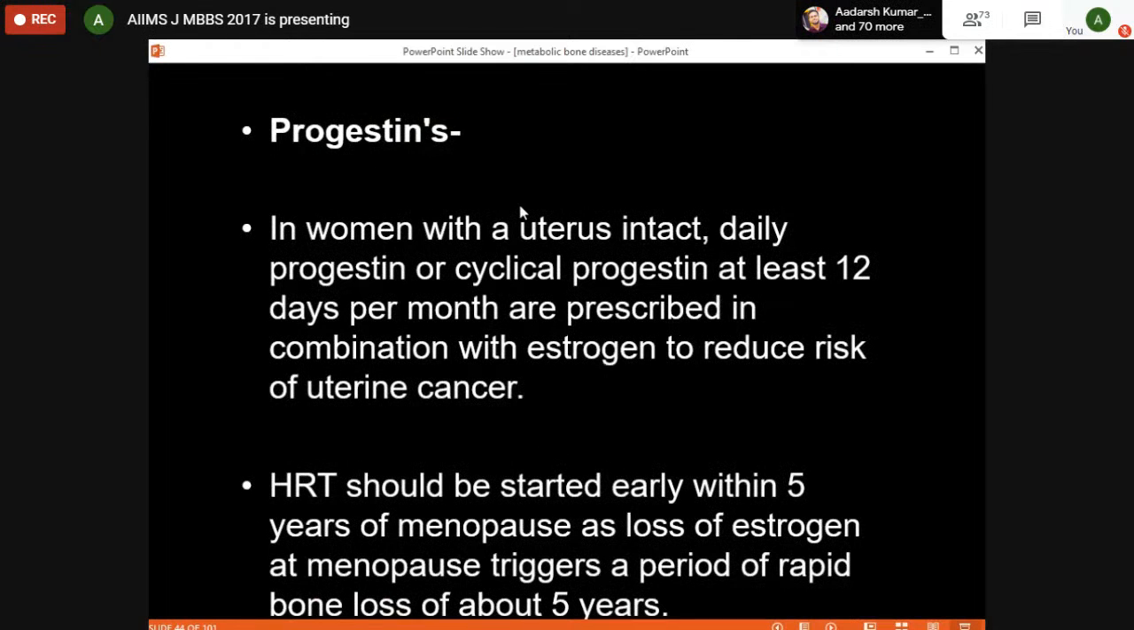And progestins: in a woman with an intact uterus, daily progestin or cyclical progestin for at least 12 days per month is prescribed in combination with estrogen to reduce the risk of uterine cancer. HRT should be started early, within 5 years of menopause, as loss of estrogen at menopause triggers a period of rapid bone loss of about 5 years.